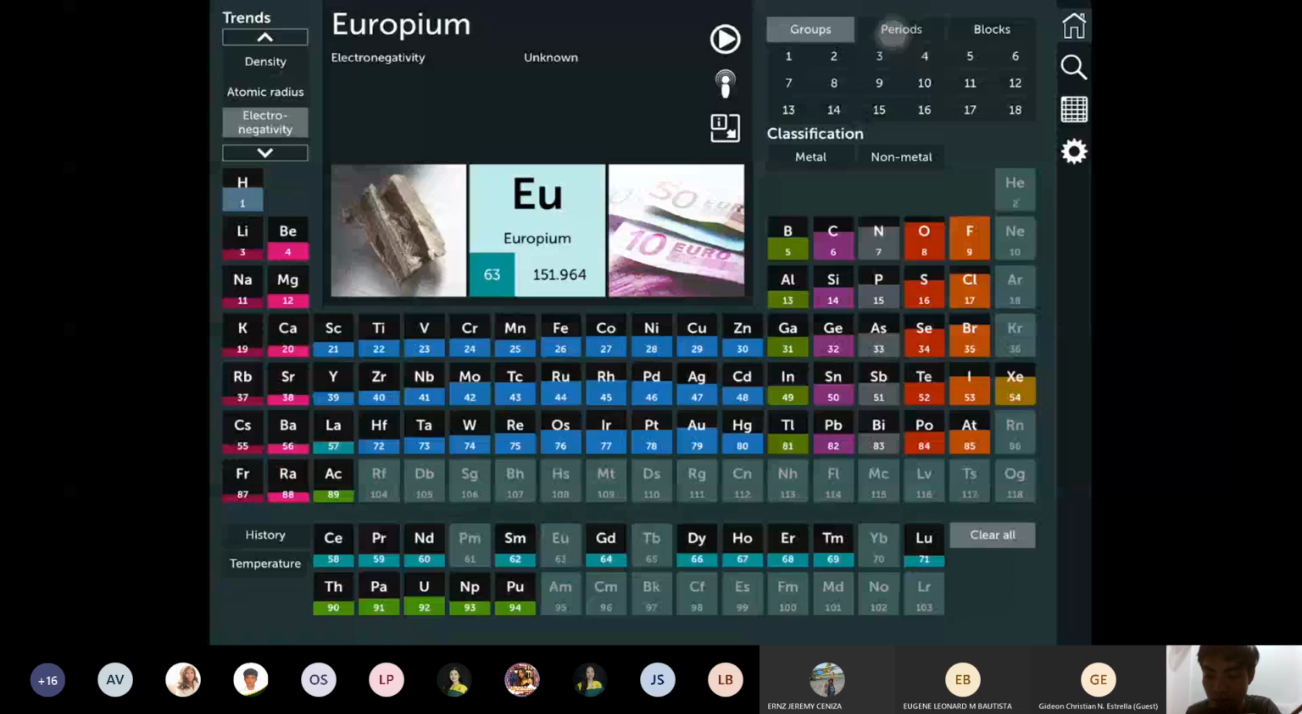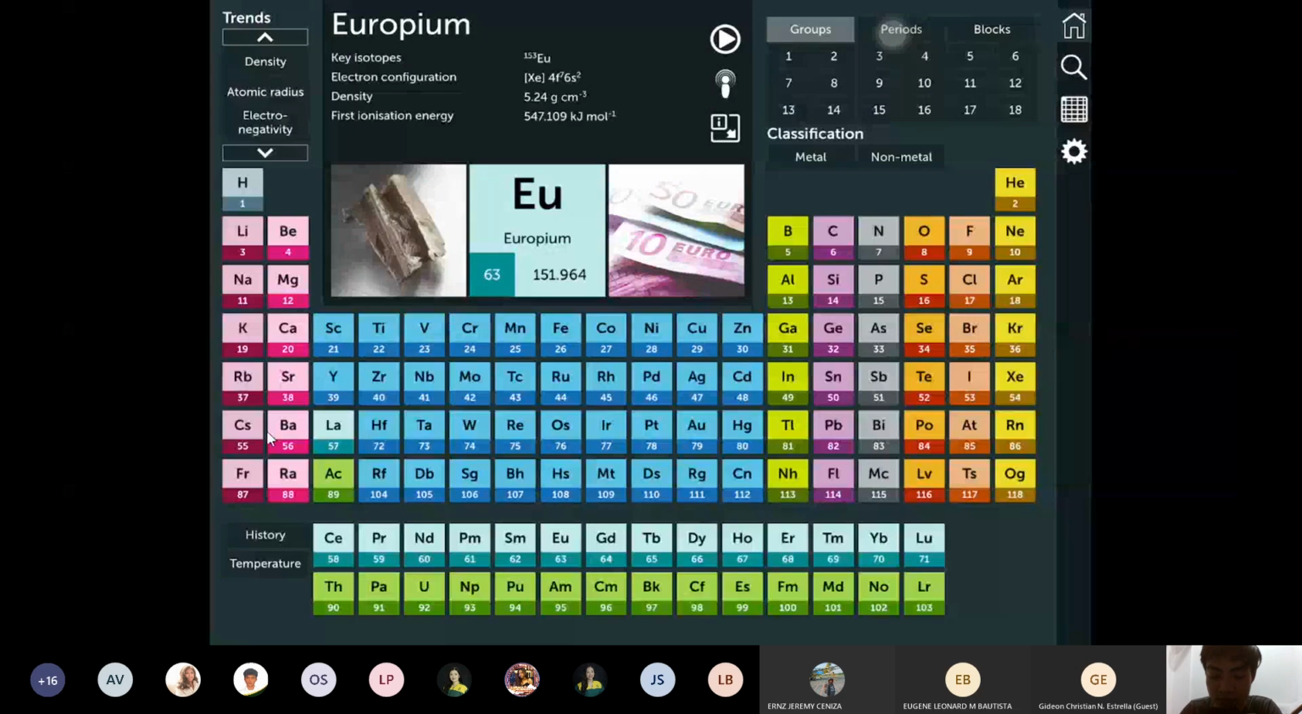So tingin na ulit tayo dito. Disregard natin yung D and F orbital. So we're looking at this part, the S block and the P block. If you will count from left to right, 1, 2, 3, 4, 5, 6, 7, 8. So kapag 8 yung electrons, ano ma-observe natin? We are assuming the noble gas configuration.